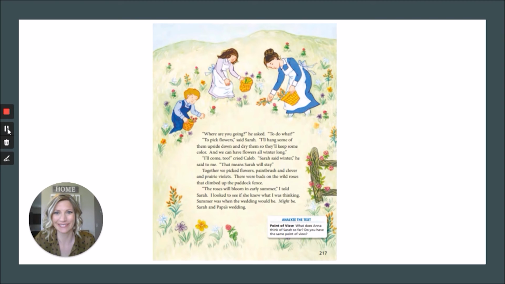Together we picked flowers, paintbrush and clover and prairie violets. There were buds on the wild roses that climbed up the paddock fence. "The roses will bloom in early summer," I told Sarah. I looked to see if she knew what I was thinking. Summer was when the wedding would be. Might be. Sarah and Papa's wedding.